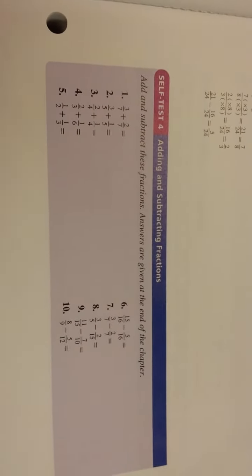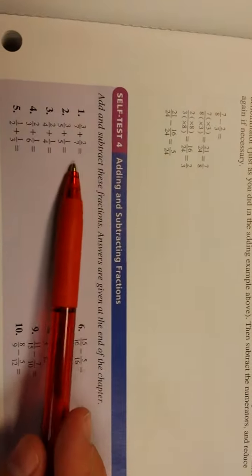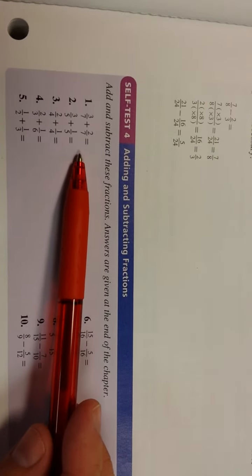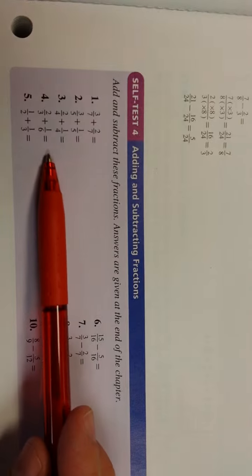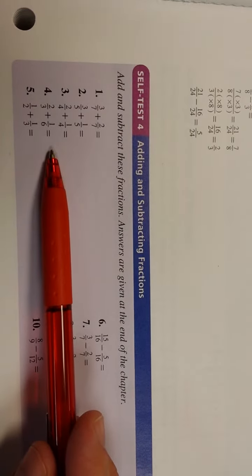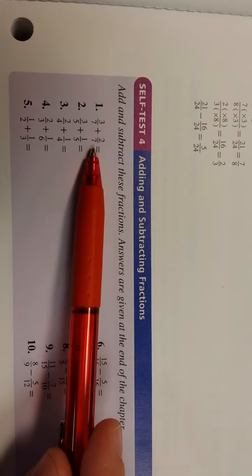This is Chapter 1, Self-Test 4, Adding and Subtracting Fractions. So we're going to start with number 1. The key to adding and subtracting fractions is repetition. There's a couple down here that don't have the common denominator, so we'll go over that. I'm assuming everybody knows the top number is the numerator and the bottom is the denominator.